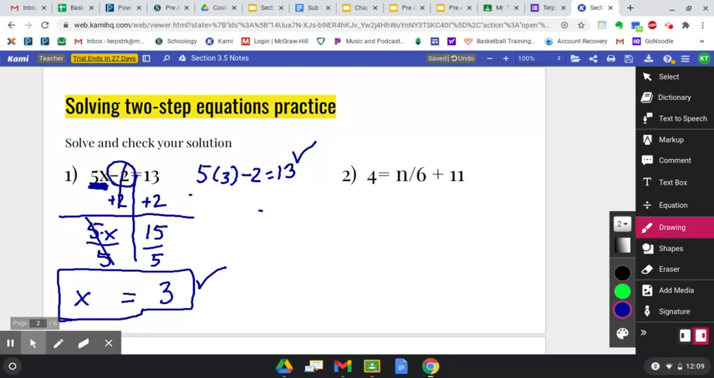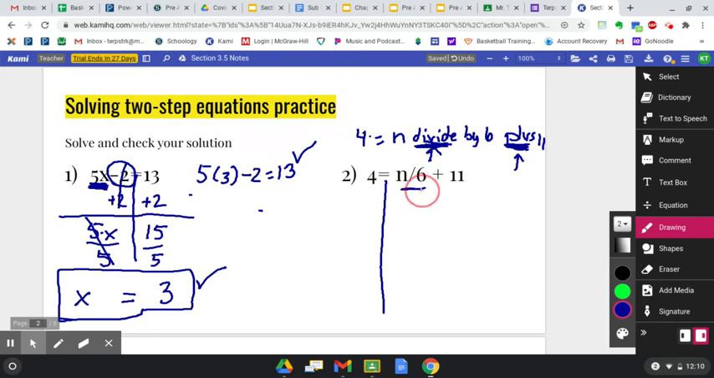All right. Looking at number 2, right? We have here 4 is equal to some number divided by 6, plus 11. So if I think, my two operations are addition, plus, and division. I should know going into this that my inverse operations are going to be subtraction and multiplication. To get rid of a plus, I subtract. To get rid of divide, I multiply.